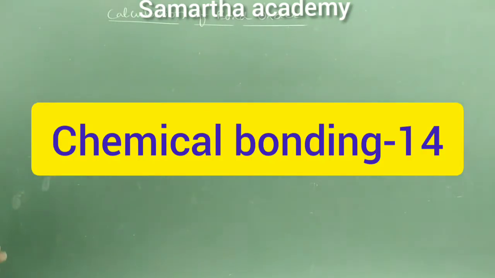So bond order can be calculated in diatomic molecules. In nitrogen we have already completed how to calculate bond order and its magnetic behavior. I gave homework also last class. Okay, next.